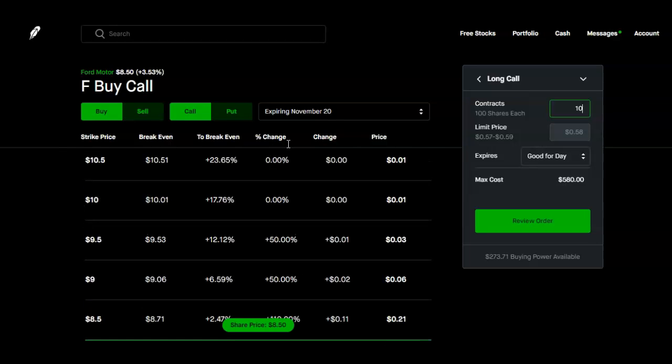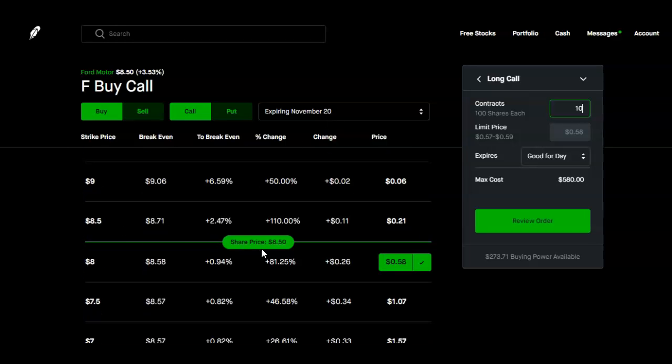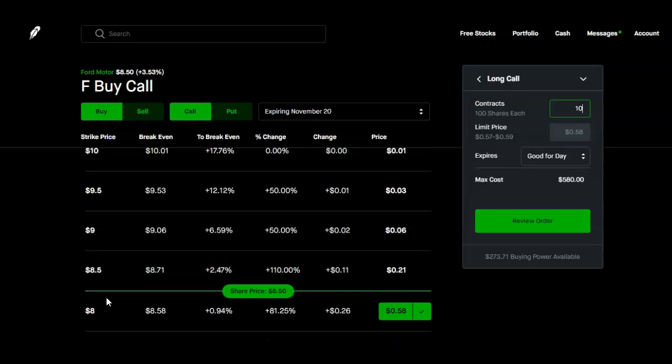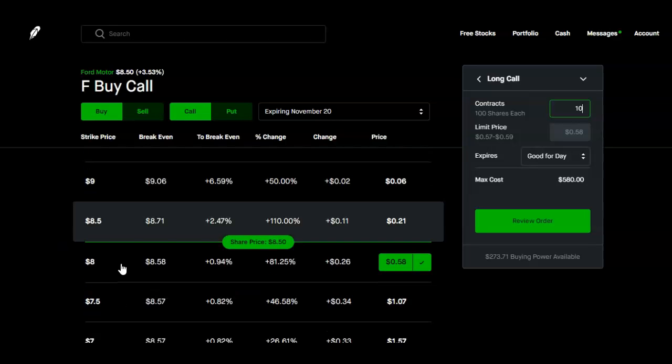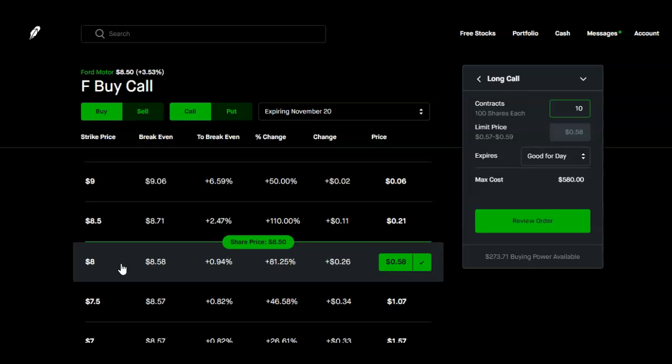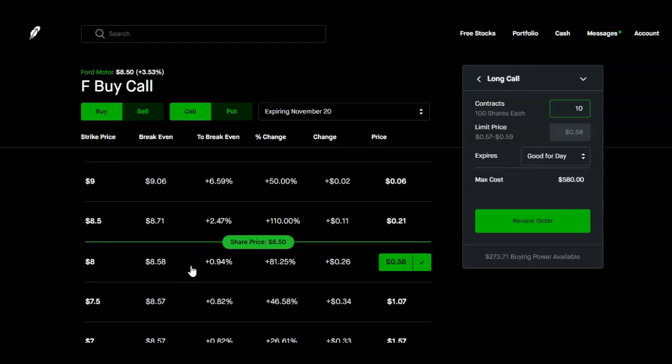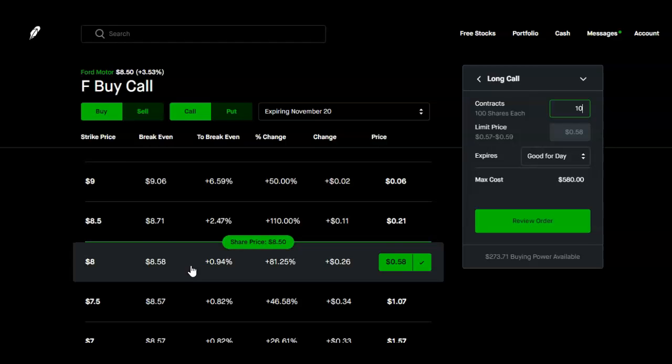So let's say before this expiration date, Ford stock goes up to $9. So what this means is that your option will be in the money $1. So then the options contract is usually going to be worth its intrinsic value. So how would we calculate the intrinsic value? Well, we would simply say, okay, the stock's at $9 and I bought the options contract at $8. So that's a difference of $1. And if I had 100 shares, then this options contract would be worth about $100.